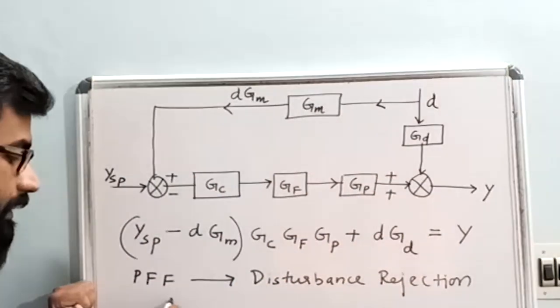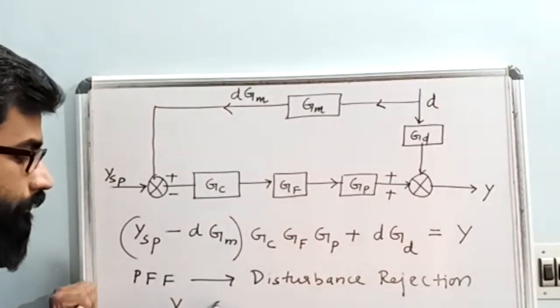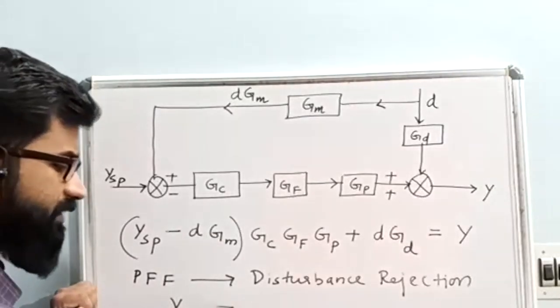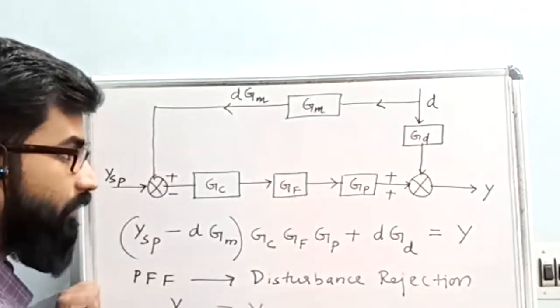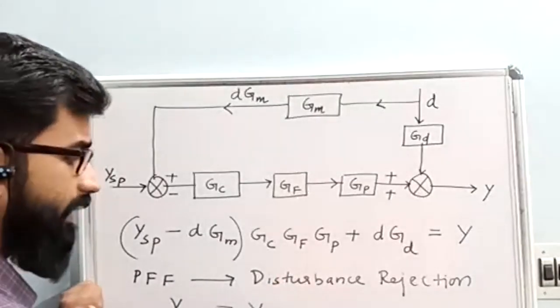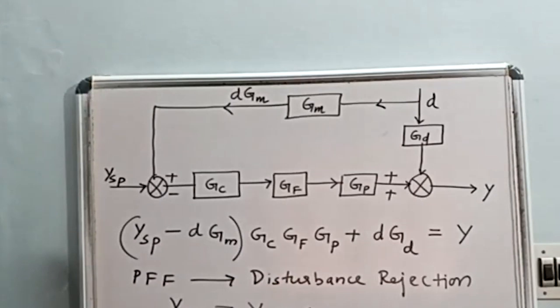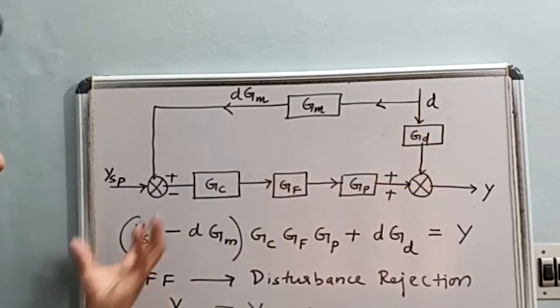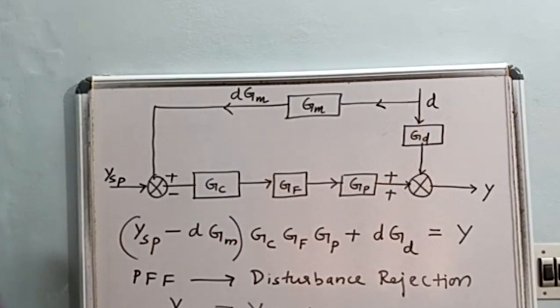What we are going to do in this first case: your set point, YSP of S or YSP, there should be no change in the set point, and no change in the Y or Y of S. So we can substitute both equal to 0. YSP and Y both will be equal to 0. What is the meaning? Due to this disturbance, it should not change anything. Whatever change is there, that should be 0.